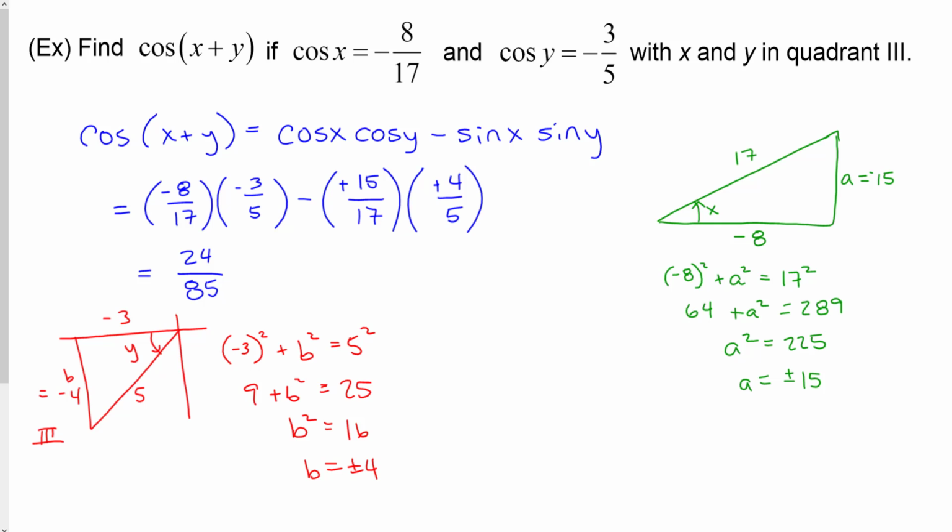-15 times -4 is going to be positive, so this is still going to be minus. 4 times 15 is 60. And 17 times 5 is 85. And 24 minus 60 is -36 over 85. So that is the value of the cosine of x plus y.